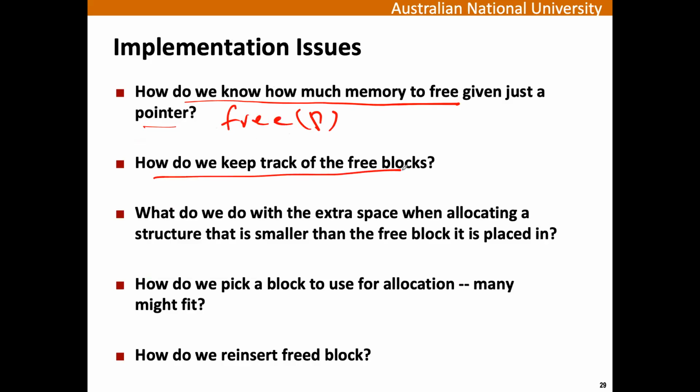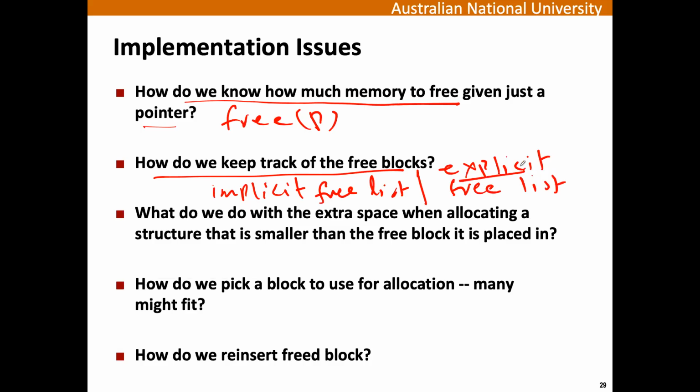How do we keep track of free blocks? So far you have looked at implicit free list. And in the assignment, you need to do an explicit free list. Now, the use of explicit here is different from explicit allocator. We're not asking you to write a garbage collector.